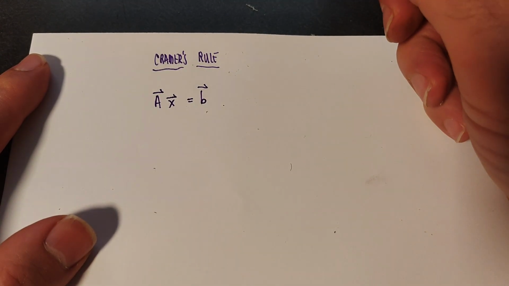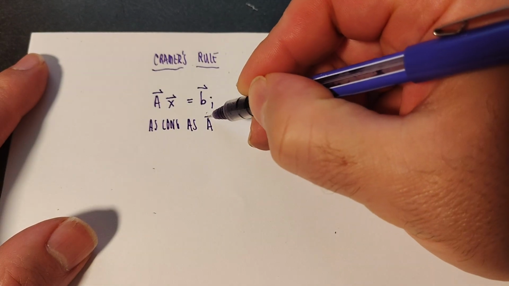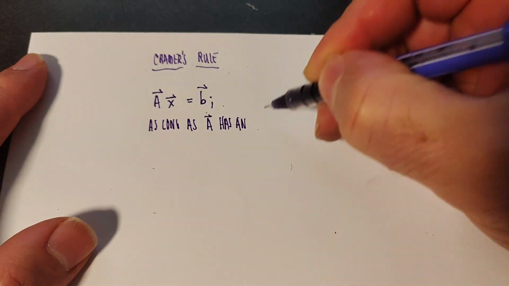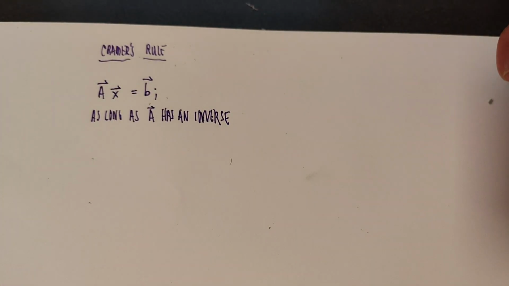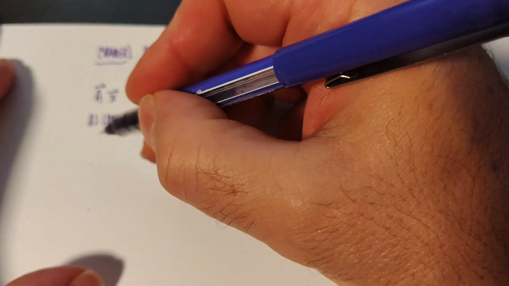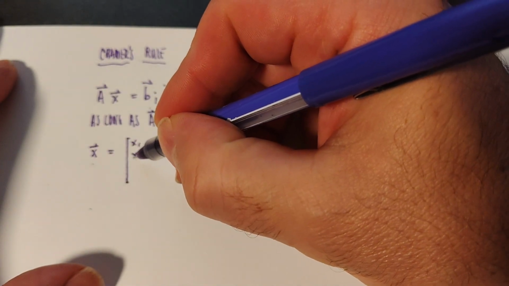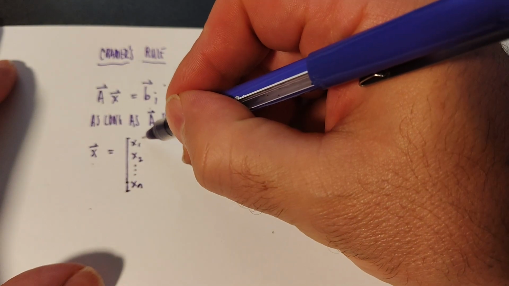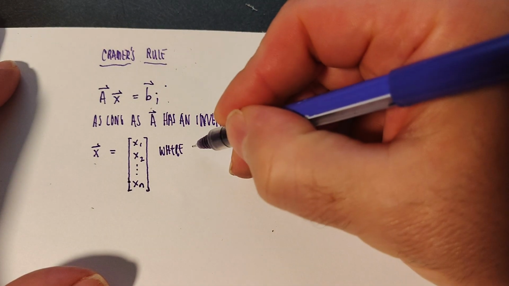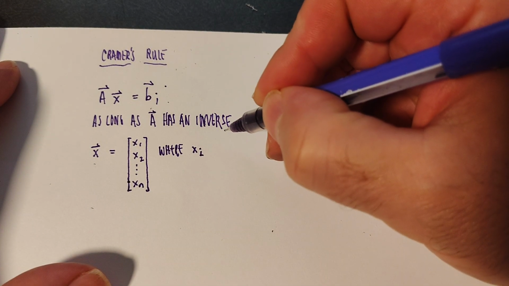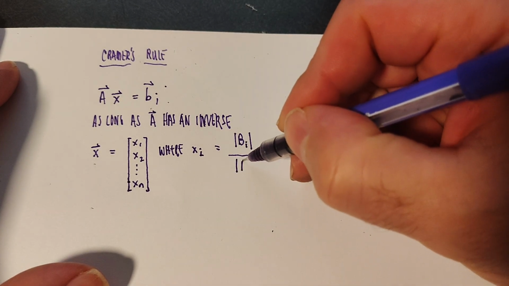So then as long as A has an inverse, or as long as the determinant of A is not equal to 0, then for this system here, we can write that it has some solution that looks like so: x1, x2, all the way down to xn, where each one of these, let's index it by i, so xi is going to be equal to the determinant of matrix Bi over the determinant of matrix A. Okay.